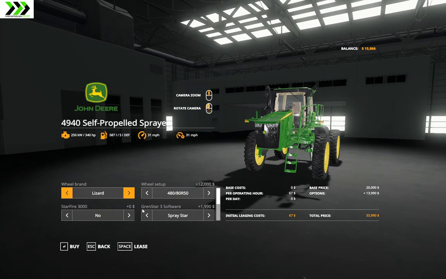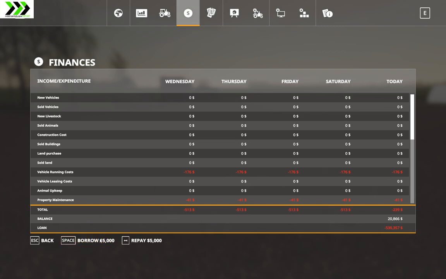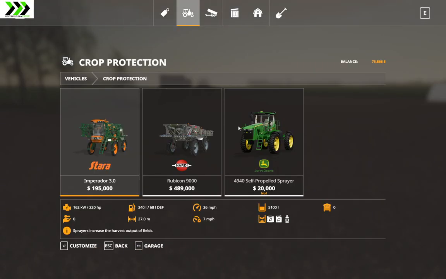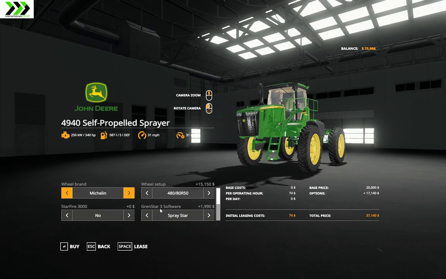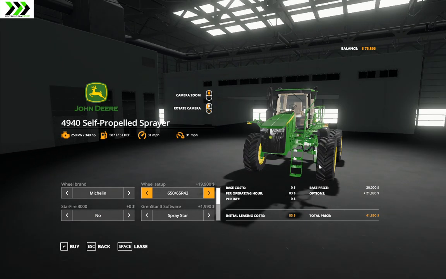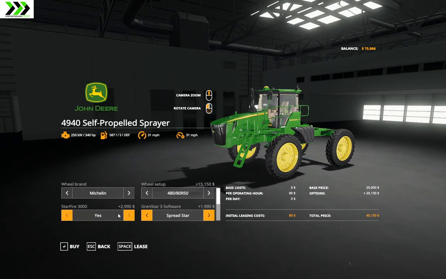This is set up this way. We actually have a Starfire. Oh no, actually, I have to do this first. So I said we had 590. Go Michelin tires. I don't think we set this up. I think it was set up this way. Okay. And Starfire, that it was included. I don't know what this is. Spray star. Spread star. Was it a spread star? GPS, yes. Beacon light, no. Fenders, yes. And no numbers.